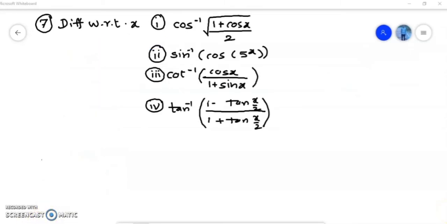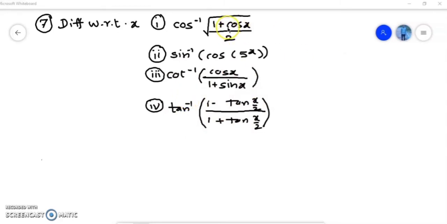Now have a look at this new set of examples. We have to differentiate cos inverse of root of 1 plus cos x whole divided by 2, sine inverse of cos x, cos of 5 raised to x, cot inverse of cos x upon 1 plus sine x, tan inverse of 1 minus tan x by 2 upon 1 plus tan x by 2. This sort of examples, these are special category. We have to think about some properties, trigonometric properties.